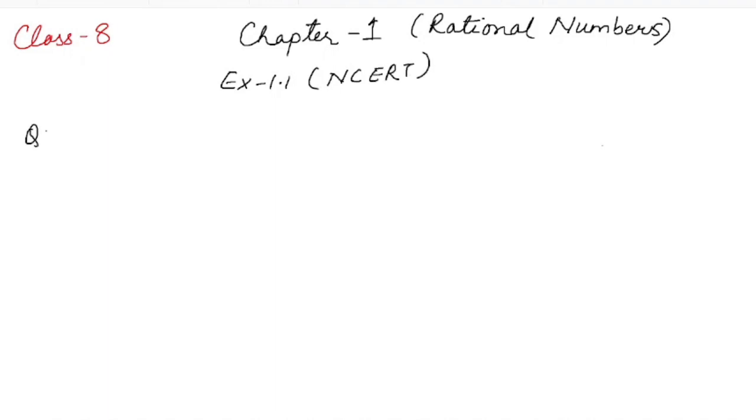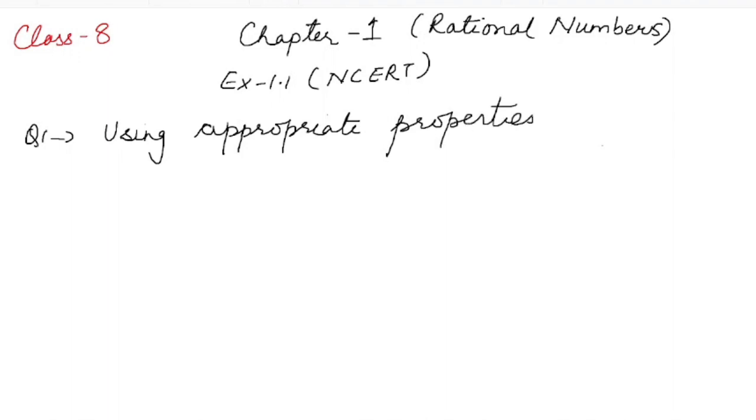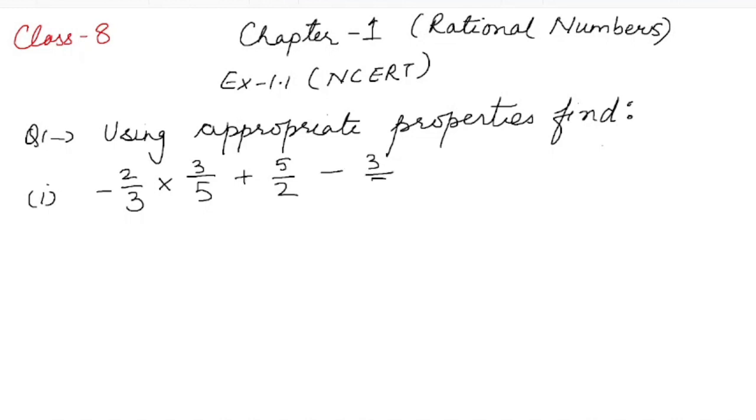The first question is using appropriate properties. Find. We have to find using the appropriate properties. Find means we have to solve the given question. The first part is minus 2 by 3 multiply by 3 by 5 plus 5 by 2 minus 3 by 5 multiply by 1 by 6.